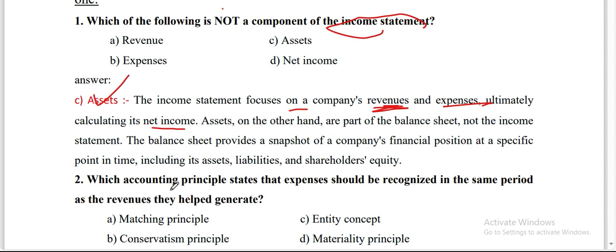Next question, question number two. Which accounting principle states that expenses should be recognized in the same period as the revenue they help generate? A. Matching principle. B. Conservatism principle. C. Entity concept. D. Materiality principle. The best answer for this question is A.